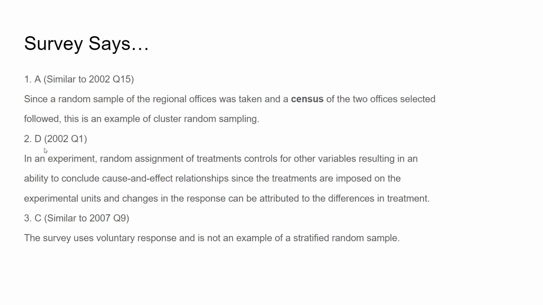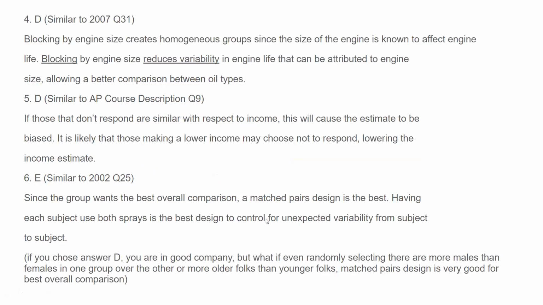In question 2, the answer is D. In an experiment, random assignment of treatments controls for other variables, resulting in an ability to conclude cause and effect. We talked about this in class as well. Number 3 is C, similar to a problem from 2007. The survey uses voluntary response and is not an example of a stratified random sample. Three more to talk about here.